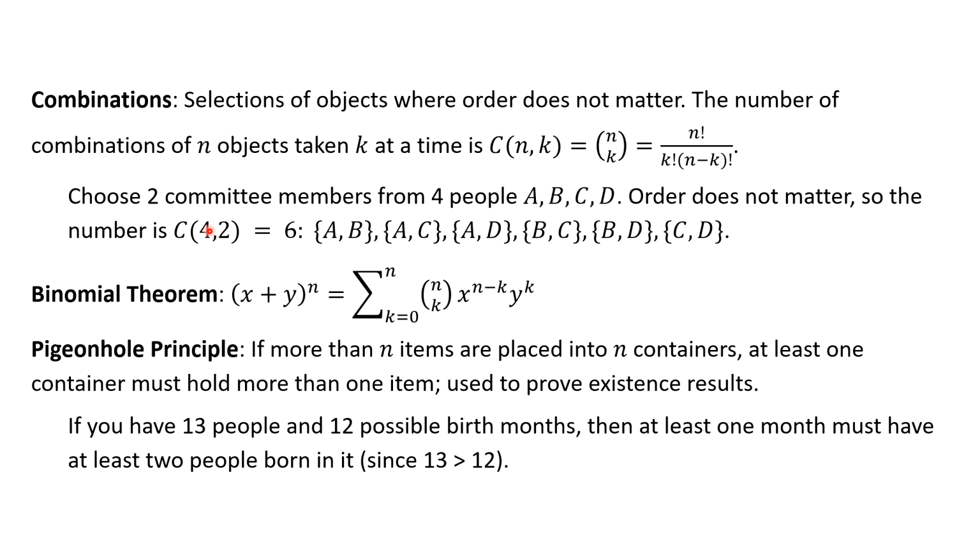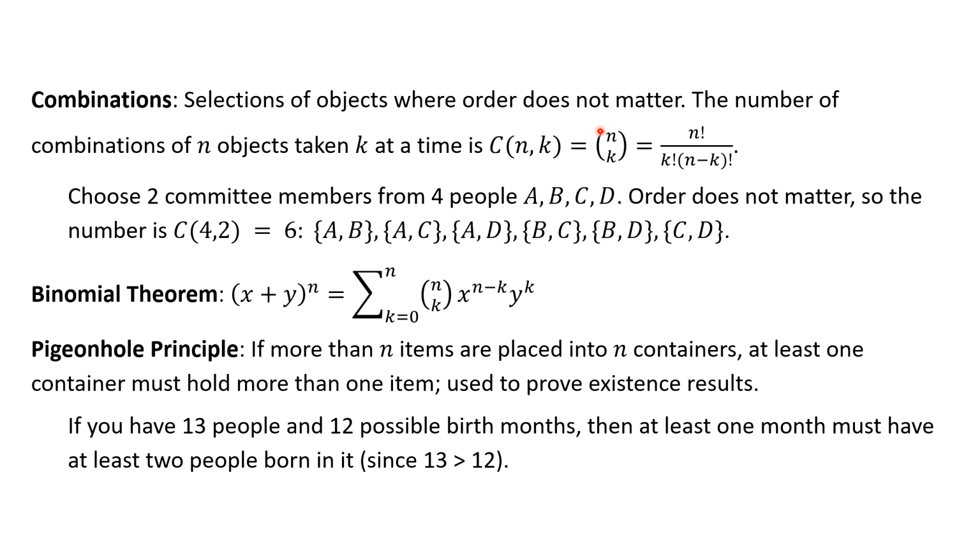So that's 6. And if you use the formula, you have 4 factorial, 1 times 2 times 3 times 4, and then you have 2 factorial and 2 factorial again. So that's 2 times 2, that cancels out the 4, and you get 1 times 2 times 3, which is 6.